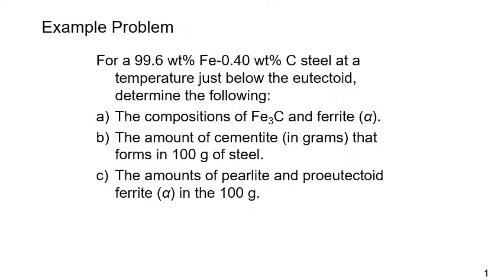So let's do an example problem. If we have a 0.4% carbon steel at a temperature just below the eutectoid, what's the composition of iron carbide and ferrite? And then out of 100 grams, how much cementite forms and how much perlite and proeutectoid ferrite do we have in the 100 grams?